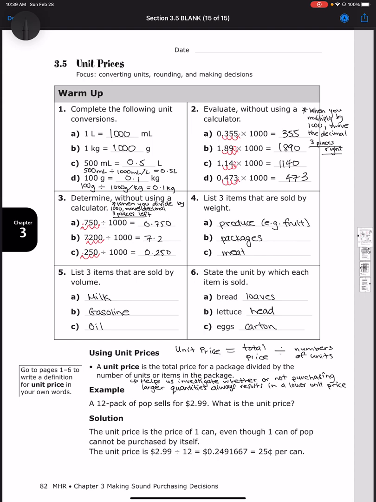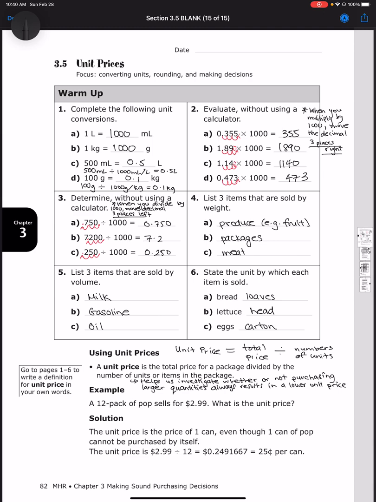So going back to our water bottle example, if we have 24 water bottles that are sold at $3.99, how much would just one of those water bottles cost? How much would one unit, being in this case that one water bottle, cost? So let's take a look at this example provided for us. It says a 12 pack of pop sells for $2.99. What is the unit price?